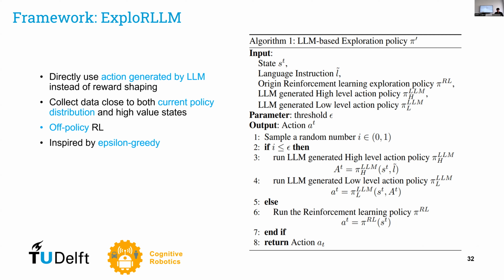And our exploration policy is inspired by epsilon-greedy. At each time step, we draw a random number from 0 to 1. If it is smaller than a threshold, we do something that the large language model generated. Otherwise, we do something based on the current reinforcement learning policy.